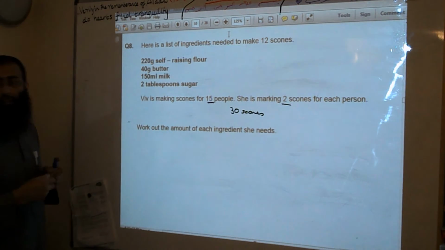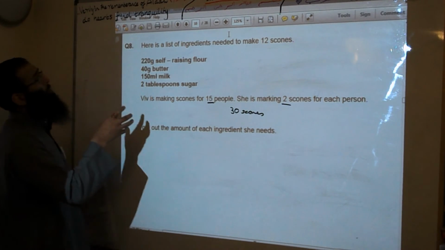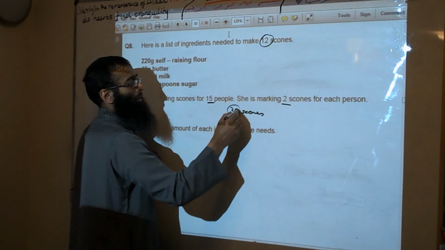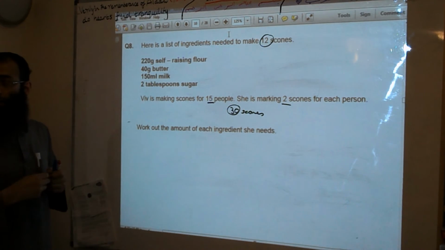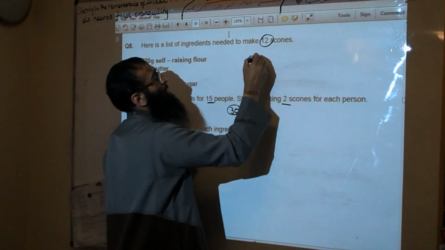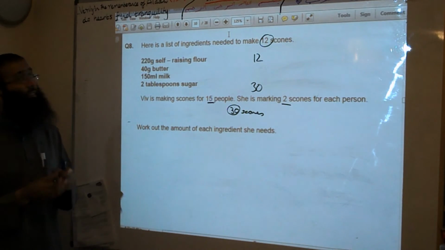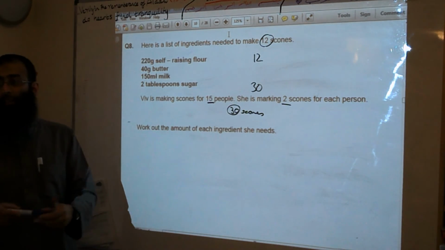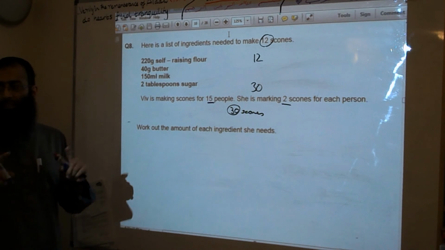Okay, that's one way of writing that. Work out the amount of each ingredient she needs. So she needs to go from 12 scones to 30 scones. If you want to go from 12 to 30, let's just think how can you get from 12 to 30. Let's think of a technique. Halve it and times by 5. Without adding, in that sense.